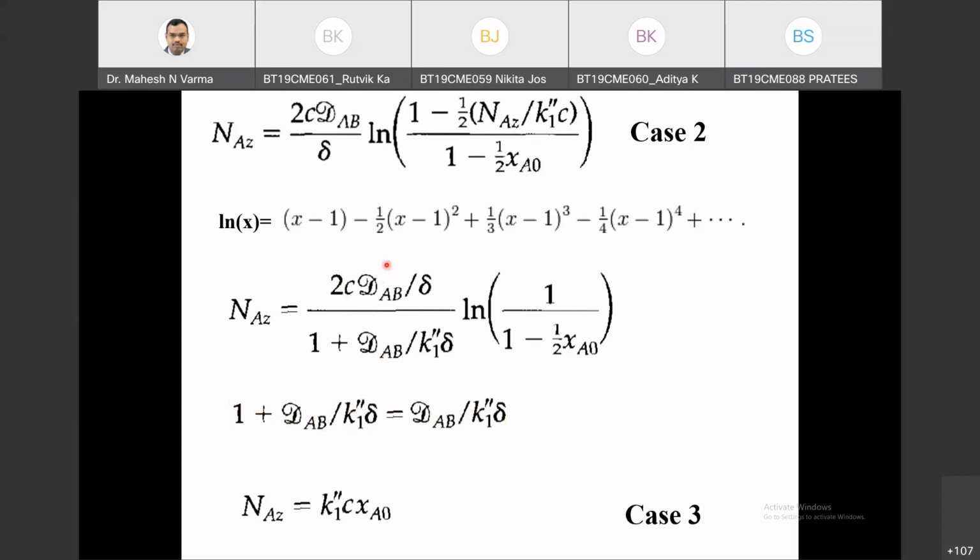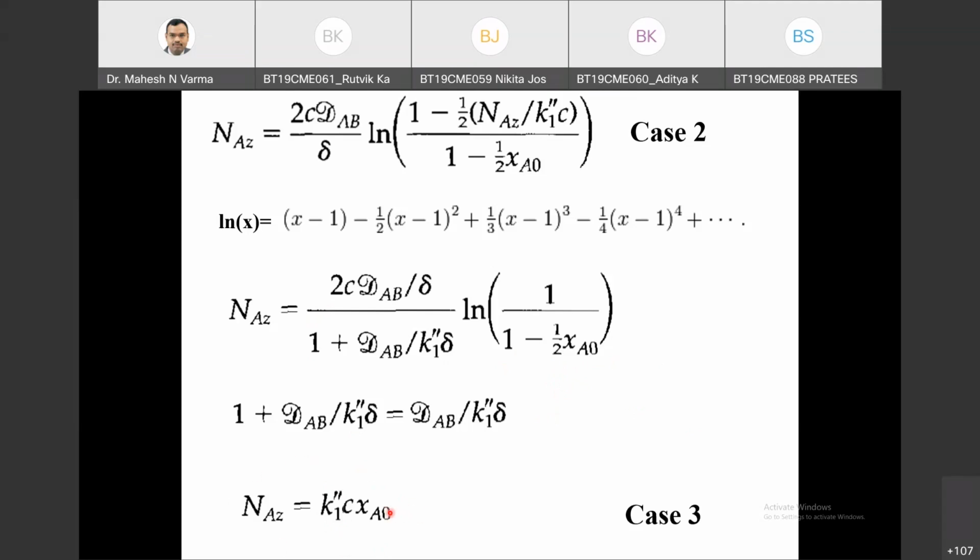Now after substituting and rearranging, and expanding using ln x equals 1 minus x, you will get this equation. First of all, you neglect this 1, so DAB is gone, delta is gone, and you are left with 2C K1 double dash, and this will be ln 1 upon 1 minus 1 upon XA, which equals minus ln of half CA0. So you will get half CA0, that 2 will get cancelled, and you will be left with K1 double dash CA XA0.